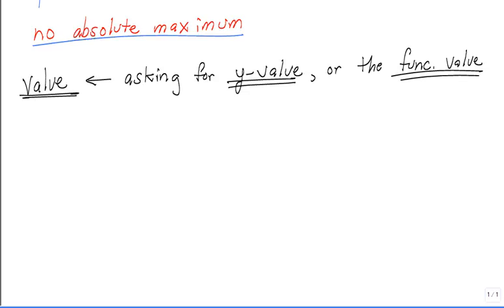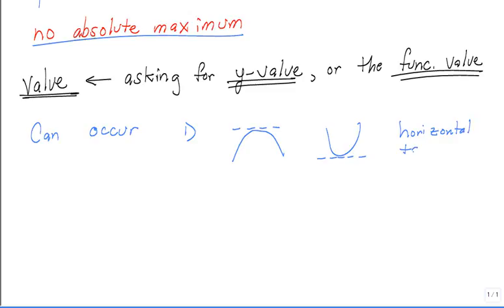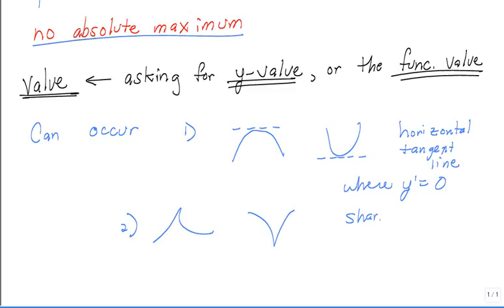Okay. Now these points can occur in three places. At the points where you have a horizontal tangent line, that's where y prime equals 0. Where you have sharp points, this is where you have a vertical tangent line. Or where y prime is undefined.